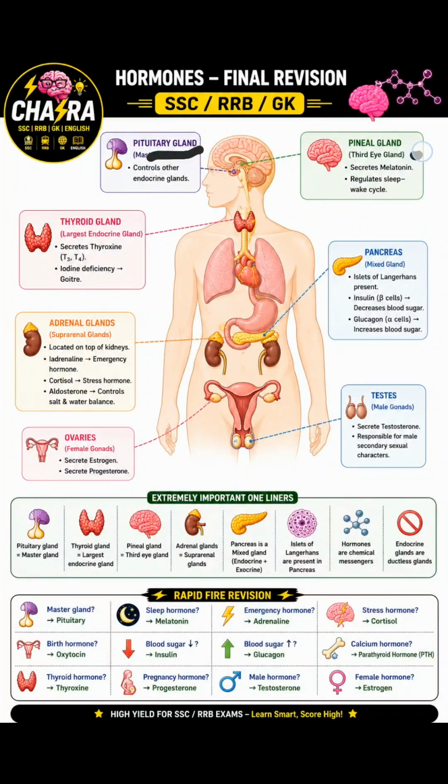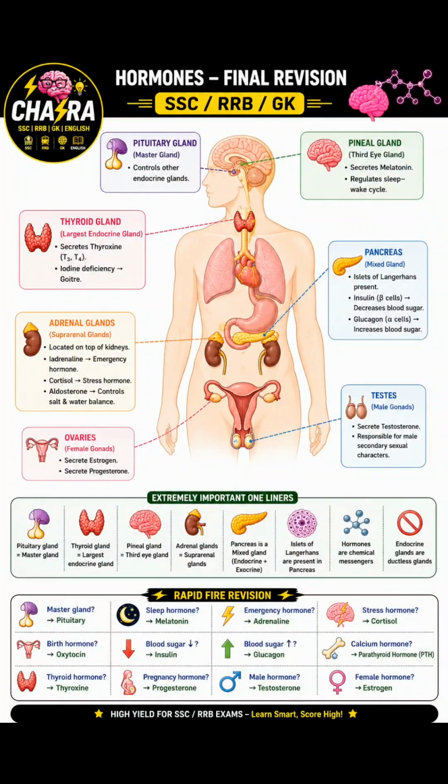Next one is the pineal gland. It is called the third eye gland. It secretes melatonin. See, while sleeping, everybody will say that they will switch off the lights or make the room darker. Why? Because if the room is dark, this melatonin hormone will be released. Because of that, you will get sleep. So this melatonin hormone is involved in the sleep and wake cycle. Understood? You will get sleep only when melatonin hormone is released. Usually this hormone is secreted more at night.